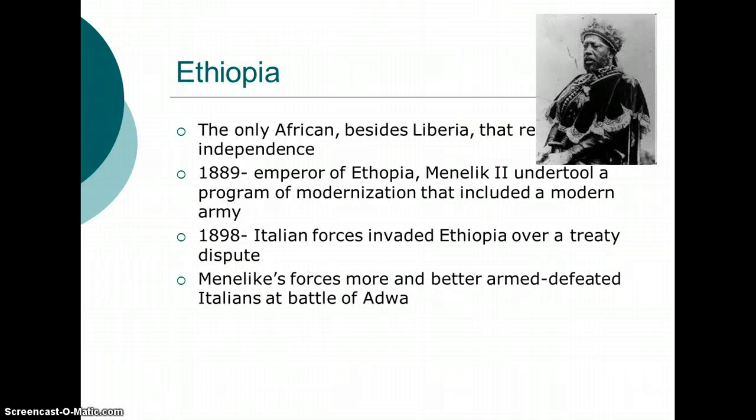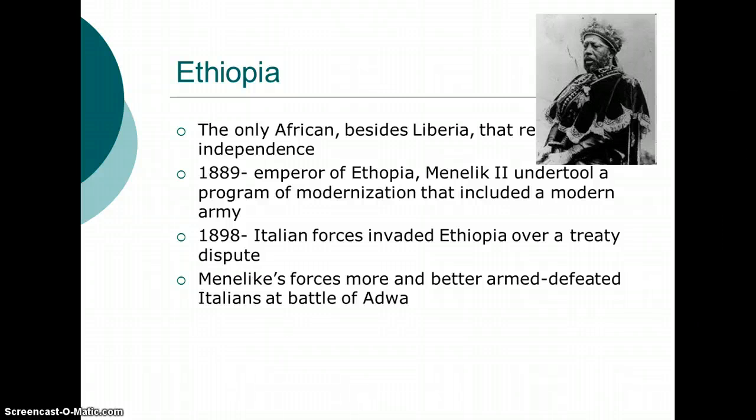Ethiopia was the only African nation besides Liberia that regained its independence. In 1889, Emperor of Ethiopia Menelik II undertook a program of modernization that included a modern army. In 1898, Italian forces invaded Ethiopia over a treaty dispute. Menelik's forces, more and better armed, defeated the Italians at the Battle of Adwa.